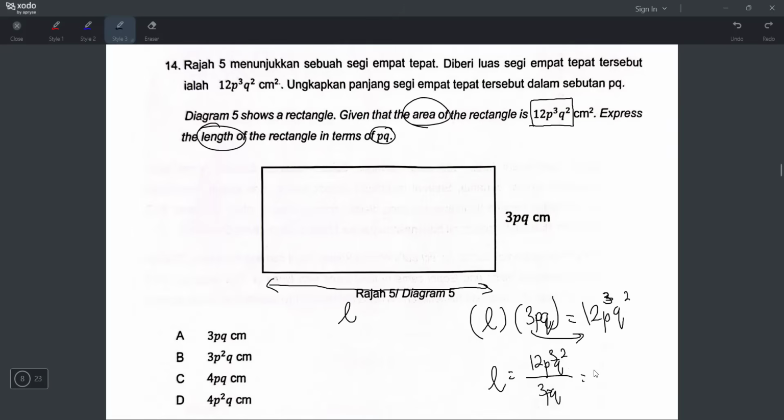So 12 divide 3, 4. P power 3 divide p. Okay, when you have same base and you're trying to divide the power, you have to minus. And if there's no power, means power 1. So it becomes p power 2. Okay, so this is p power 2.